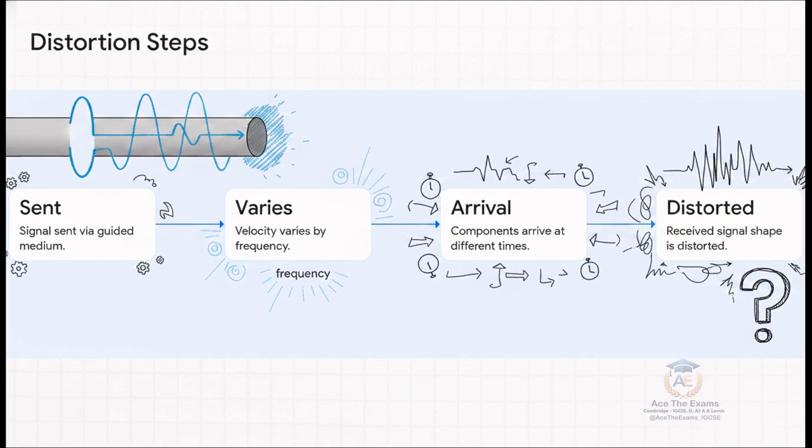Walking through the steps, the mechanical timeline goes like this. First, the signal enters the medium. Because the velocity varies by frequency, the components soon arrive at completely different times. And boom, you're left with a physically warped and distorted signal compared to what was originally sent.